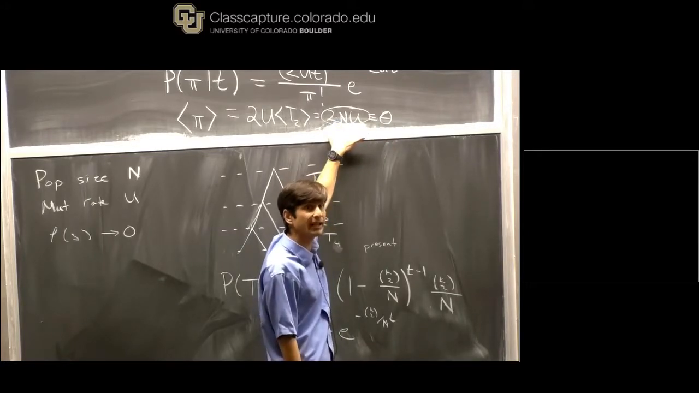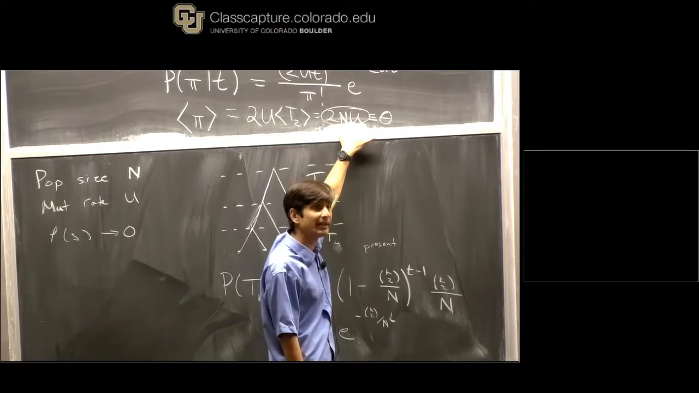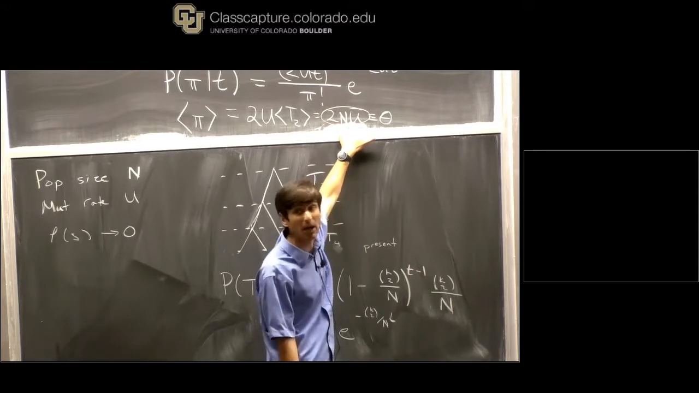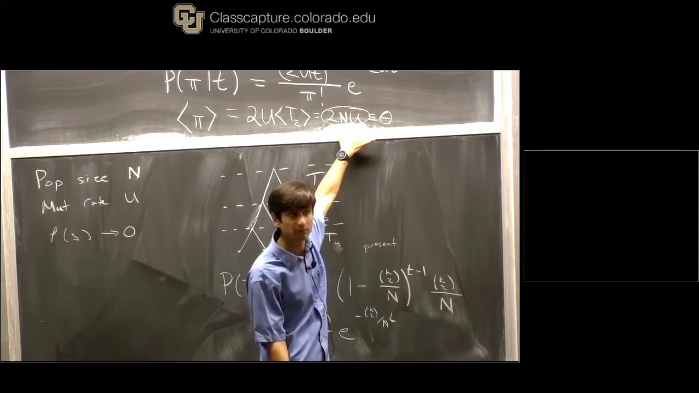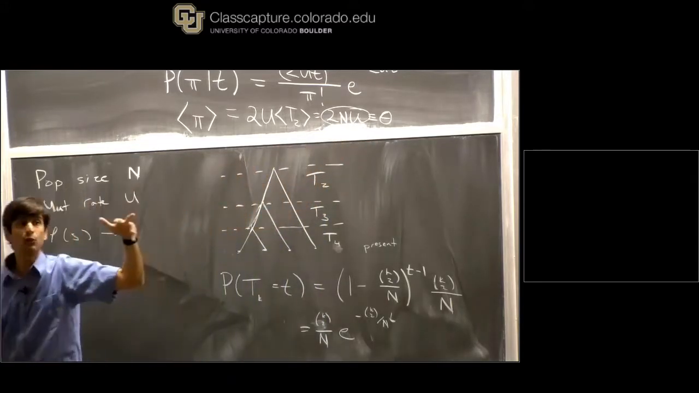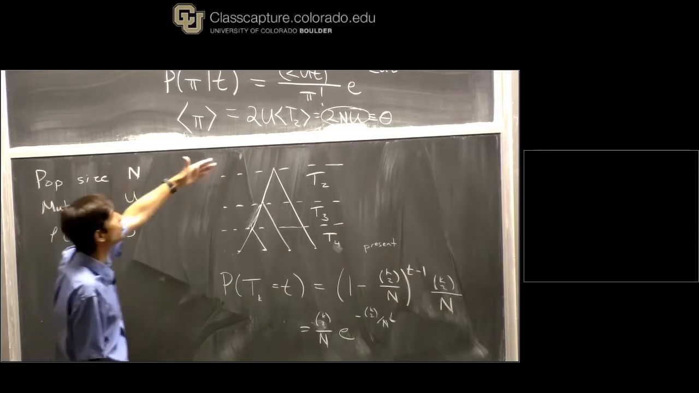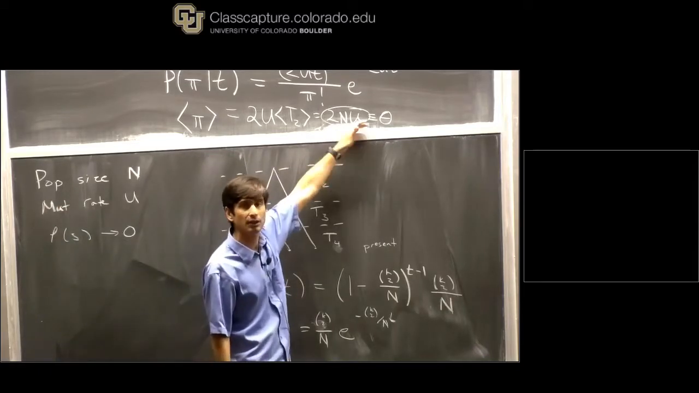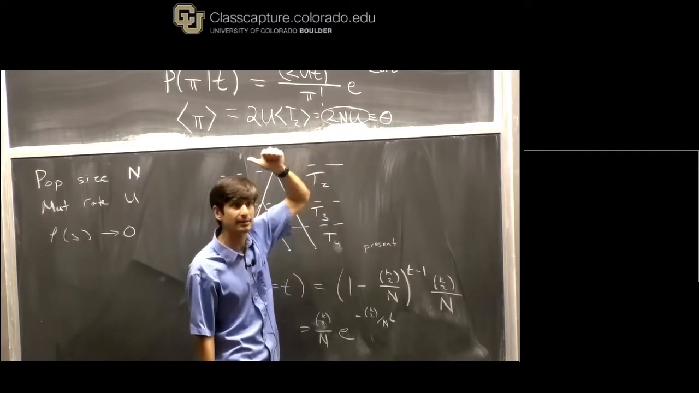So traditionally, what we'll do, okay, is you will measure pi, okay, and then your maximum likelihood estimate of theta is pi. So pi is a measurable quantity, and then you will infer that the 2nu relevant to that population is whatever the observed pi is.